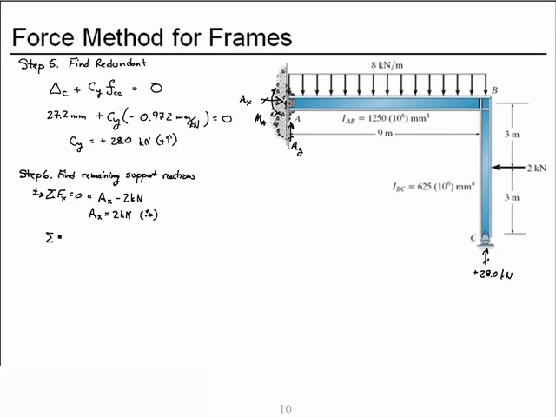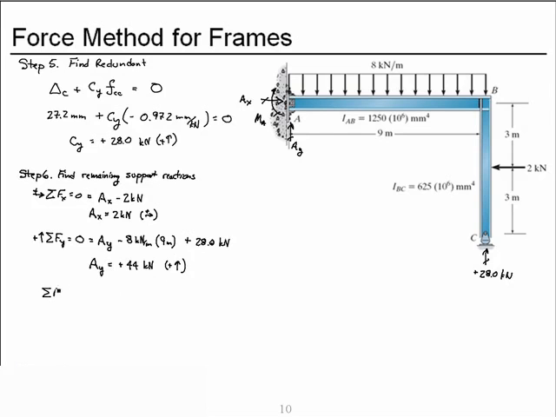Now let's sum forces in the vertical direction. We'll choose up for positive. We have AY minus the uniform distributed load, 8 kilonewtons per meter, acting over 9 meters. And then we have the 28 kilonewtons acting vertically at C. Put those together and we find AY as a positive 44 kilonewtons acting up.